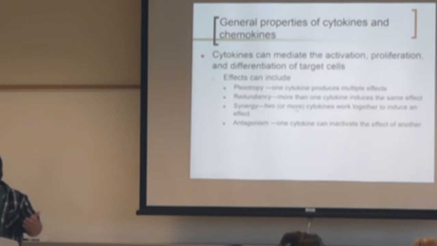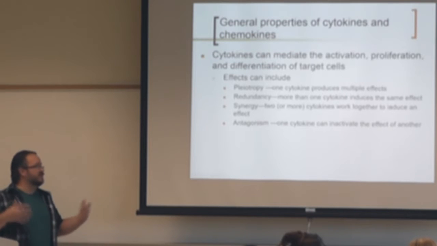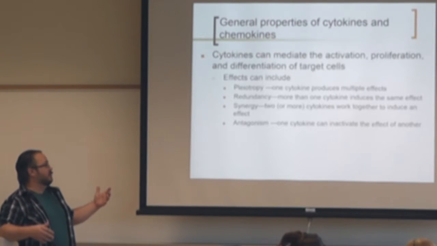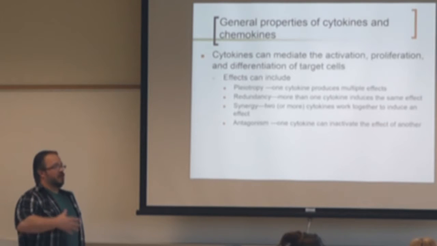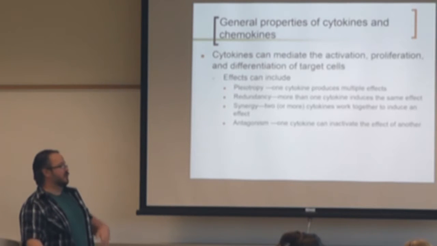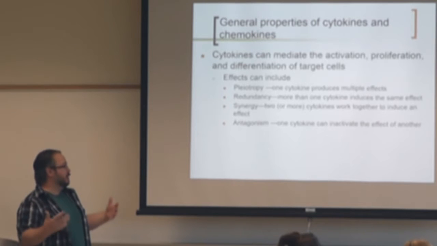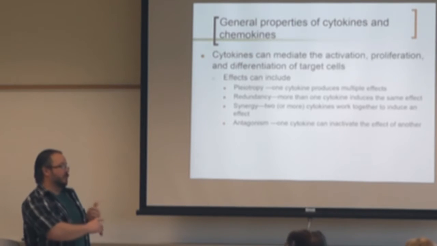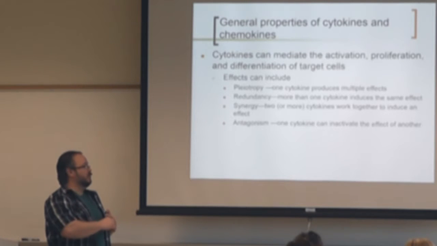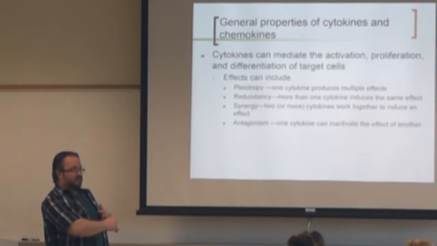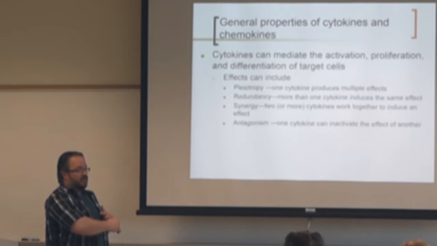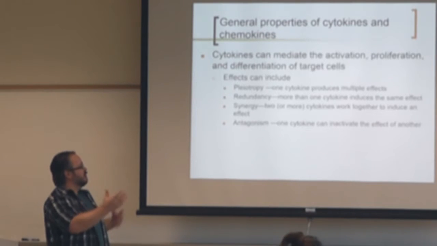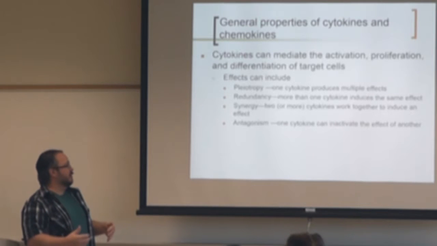There's synergy, where two or more cytokines work together to induce the same effect. And then antagonism is where one cytokine will drive one response and the other will drive another, and they may be competing, or they may even compete for the same receptor. They might compete, or they might send different signals, and one signal blocks an enzyme that is downstream of the signal of another one. So there's antagonism between some of these cytokines as well.